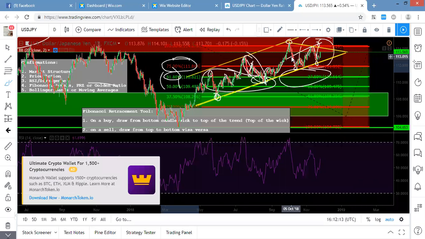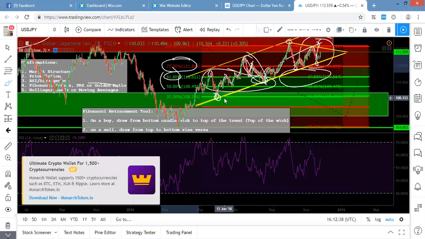So from here on out, what I want you to really think about is just mark up your Fibonacci, okay? Draw it from top to bottom or bottom to top, depending on a buy or a sell. And just notice how price reacts to the different levels, okay? Just notice how price reacts to it. Pay attention to what levels it's bouncing off of.